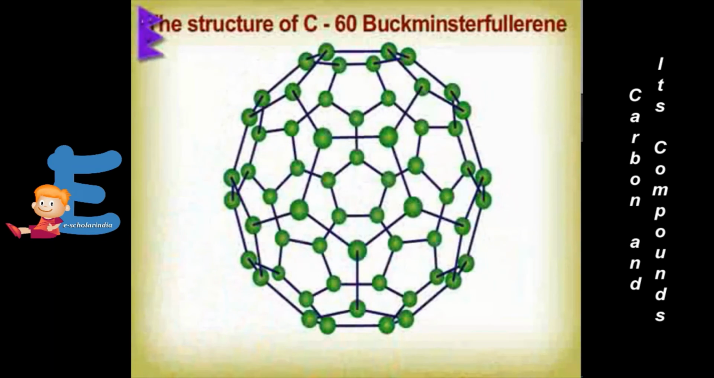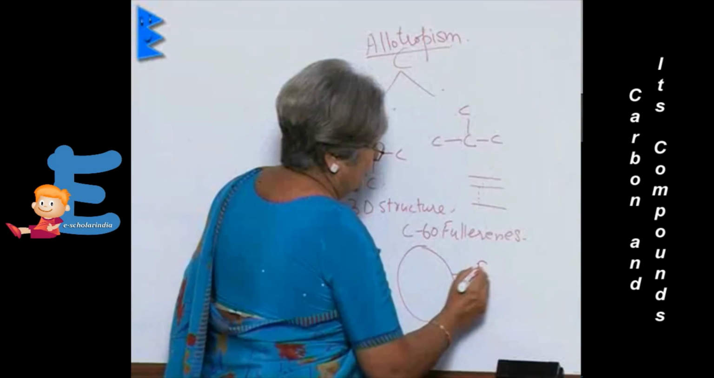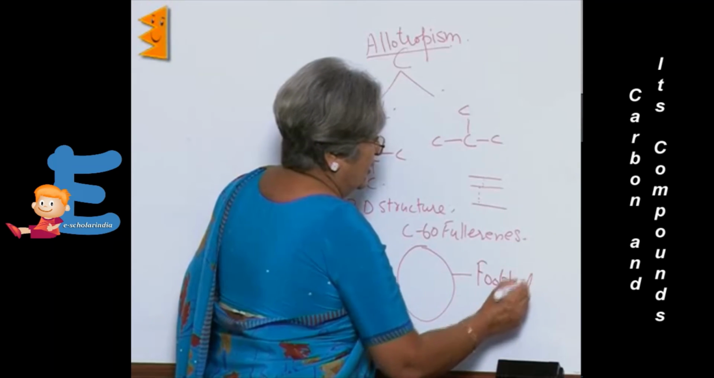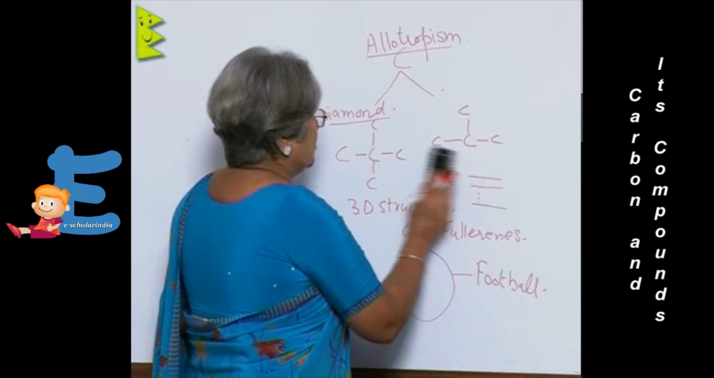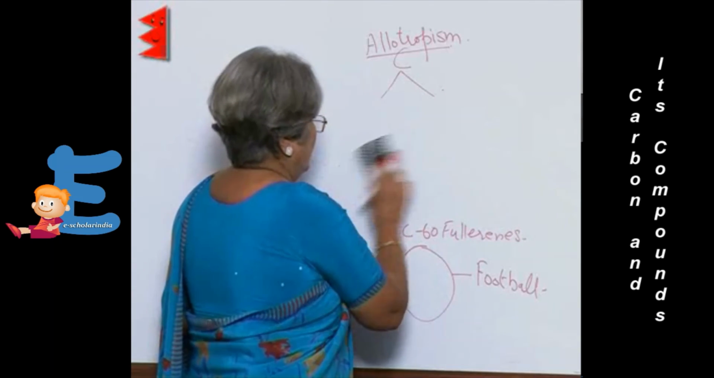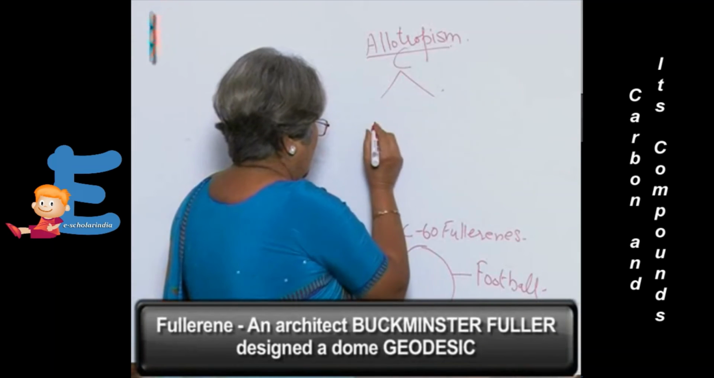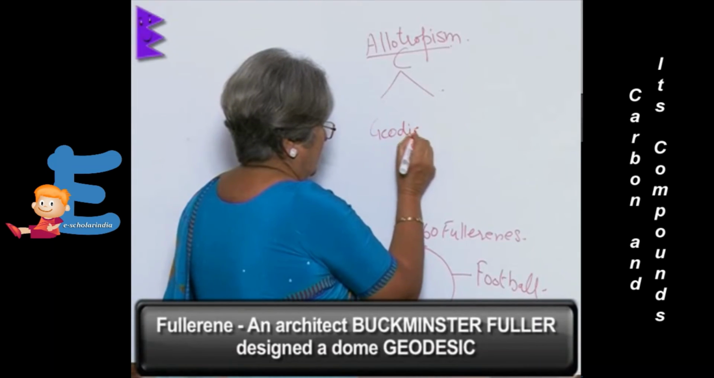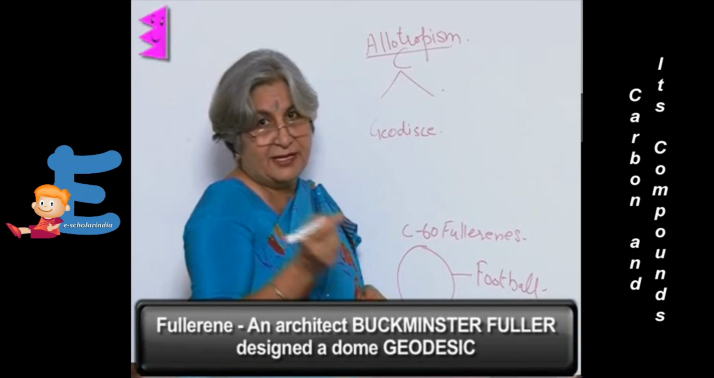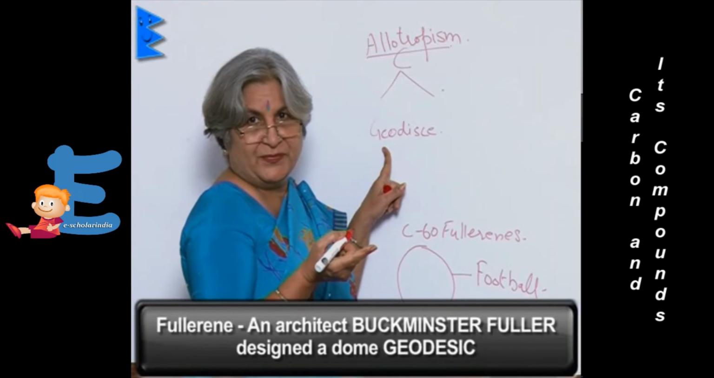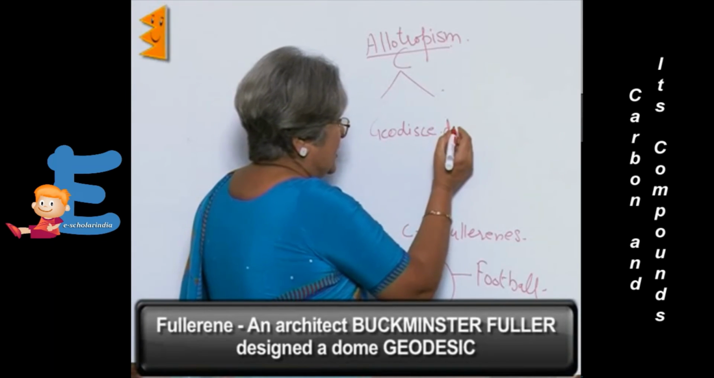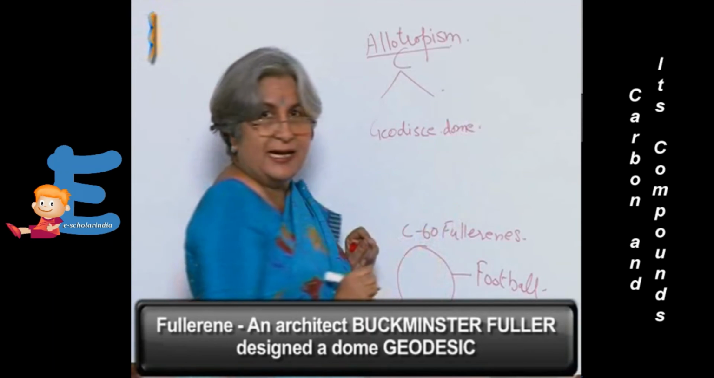Now in this case, the substance is like a football, as if the carbon atoms are arranged on the surface like a football. Now why the name fullerenes? Because this structure resembles a dome called geodesic. Geo means earth. So this geodesic dome, who designed it?